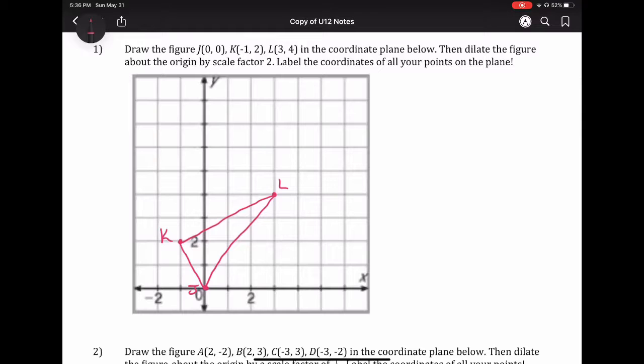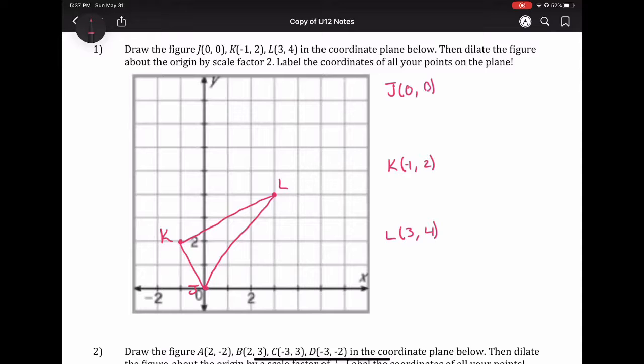Draw the figure JKL in the coordinate plane below. Then dilate the figure about the origin by scale factor 2. Label the coordinates of all your points on the plane. Alright, so I've already gone ahead and drawn the figure, and so I plotted my points and connected them. I'm going to list out my points on the side so I can show my work. So I have J at the point (0, 0). I have K at the point (-1, 2). And I have L at the point (3, 4).